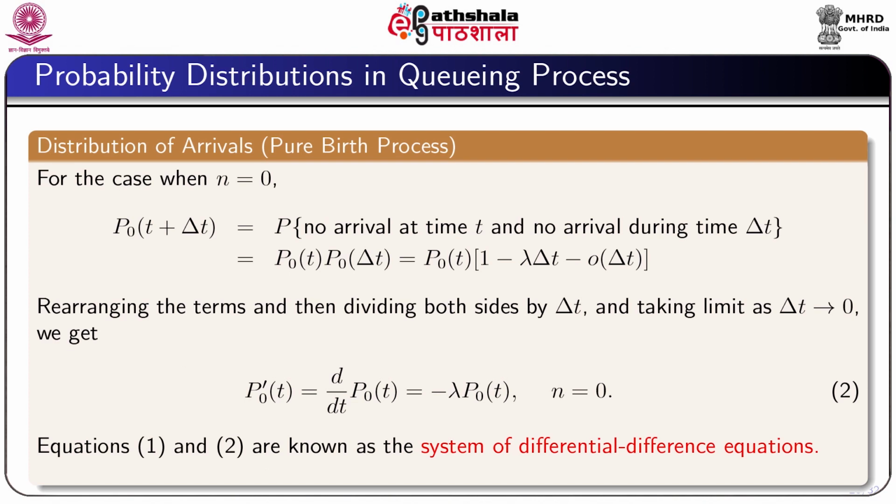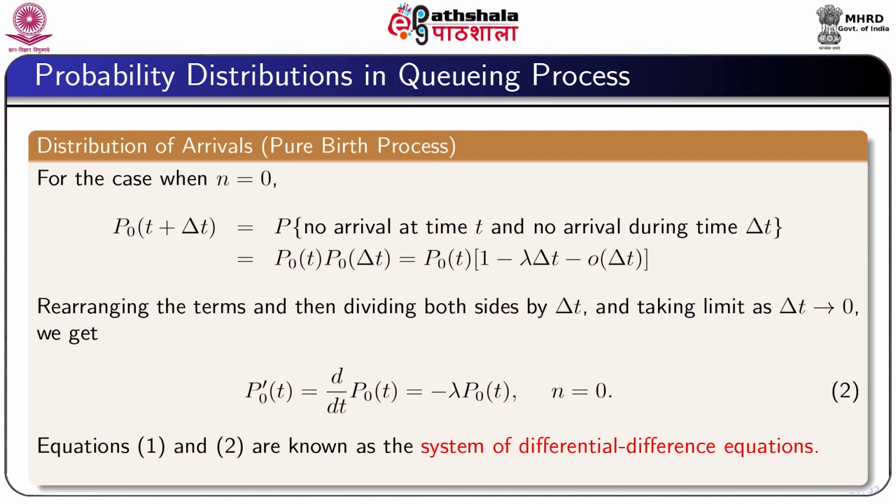Now, for the case n equal to 0, we have P0(t + Δt) equal to the probability of no arrival up to time t, which is P0(t), and the probability of no arrival during time Δt, which is P0(Δt). Therefore, P0(t + Δt) equal to P0(t) into P0(Δt). Again, P0(Δt) equal to 1 minus λΔt minus order of Δt.